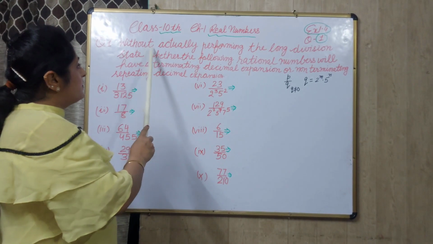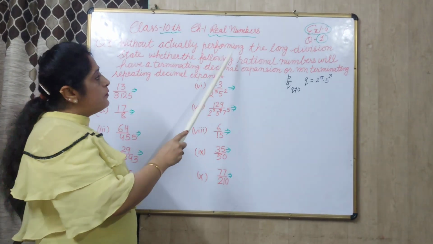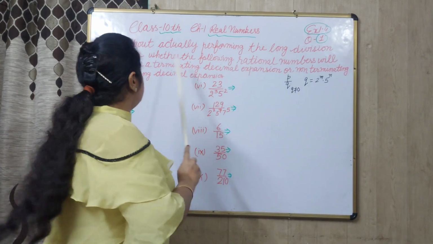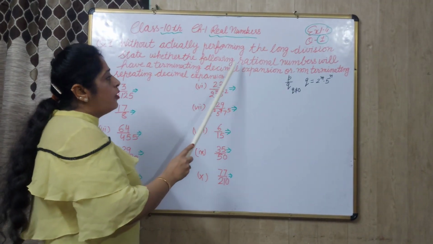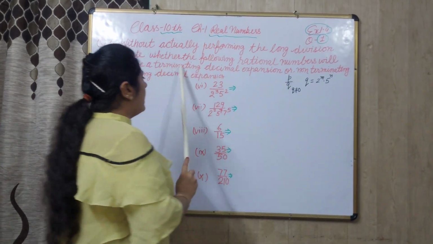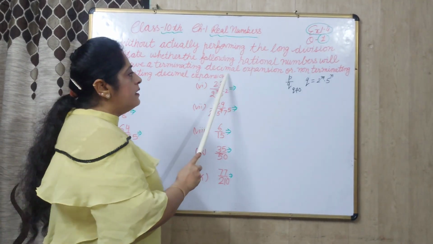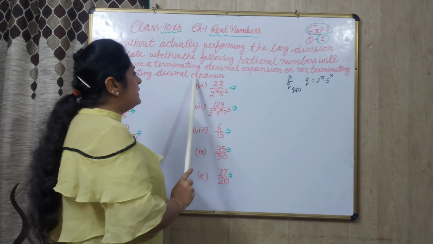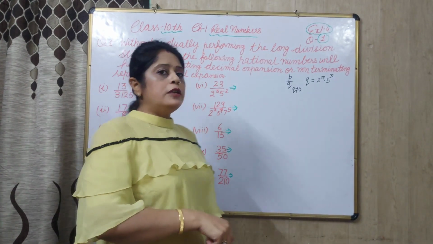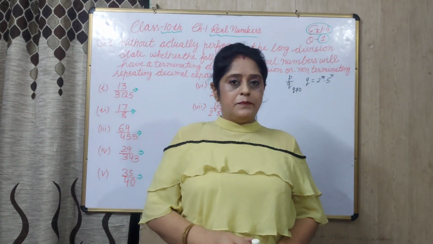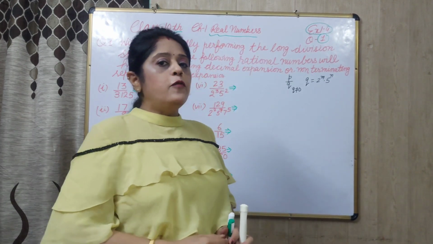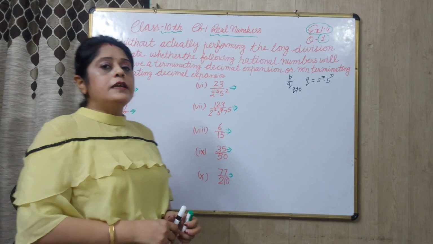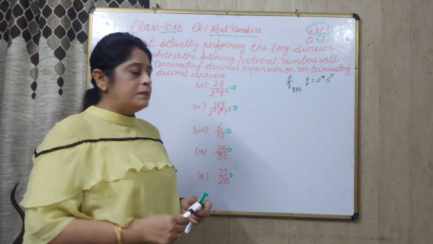Question number 1. Without actually performing the long division, you have to state whether the following rational number will have a terminating decimal expansion or a non-terminating repeating decimal expansion. Because when you do long division it takes time. So we will do factorization and check whether it is terminating or non-terminating and repeating.